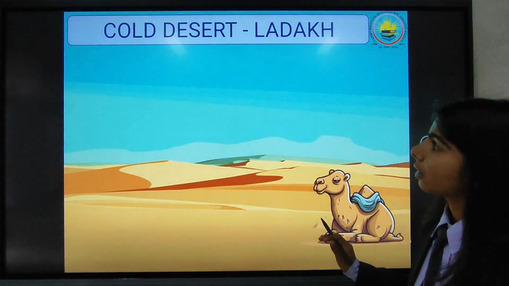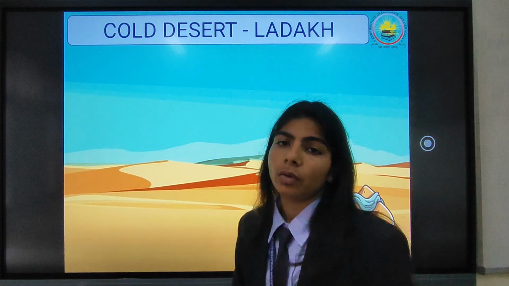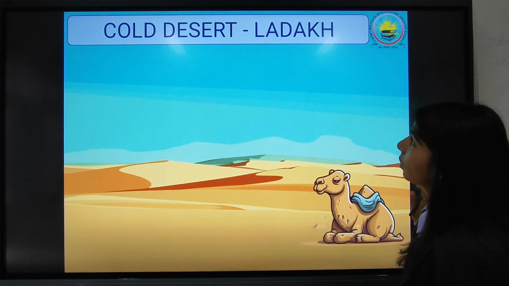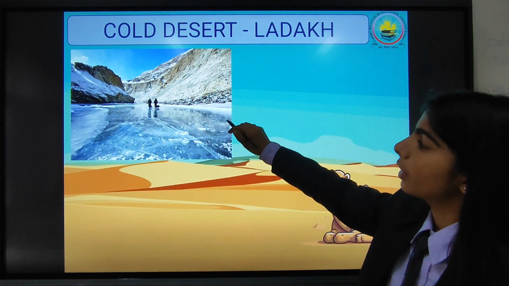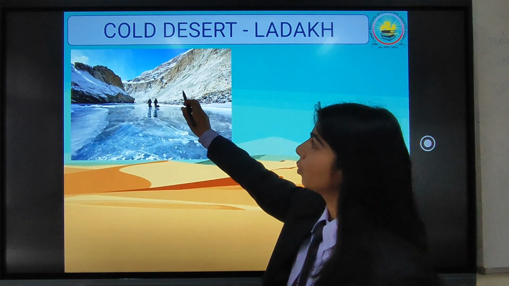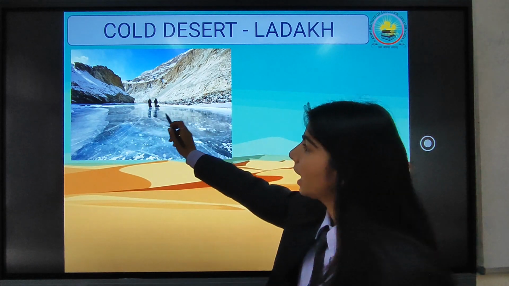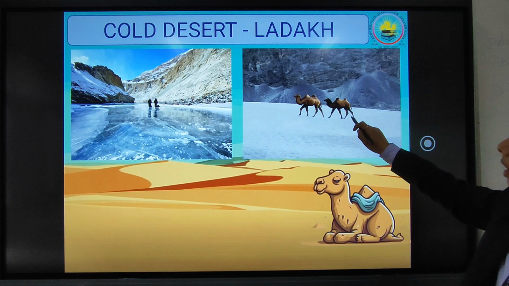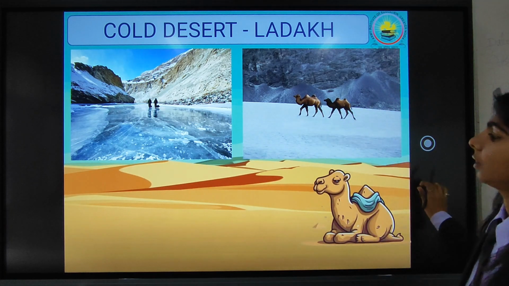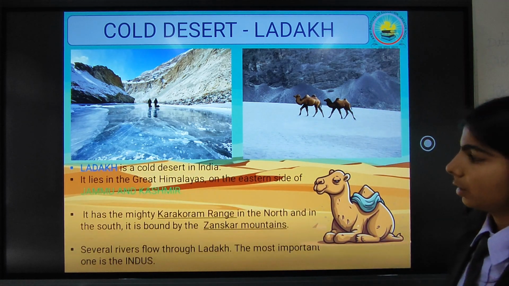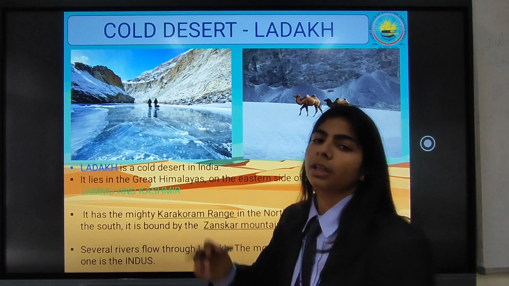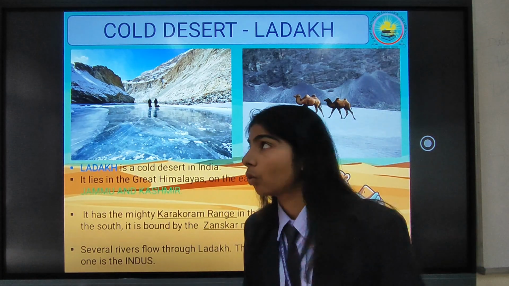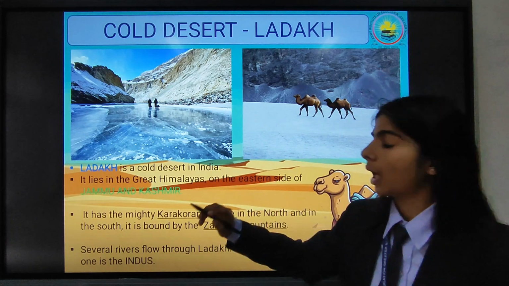Next we will discuss a cold desert. India's cold desert is Ladakh. Okay, so Ladakh is a cold desert. This is the image of Ladakh that is covered with snow. The mountains are covered with snow. The land is freezing. And this is another picture. These are the camels that are found in Ladakh. So yes, Ladakh is the cold desert in India. In India there is one cold desert, that is Ladakh.